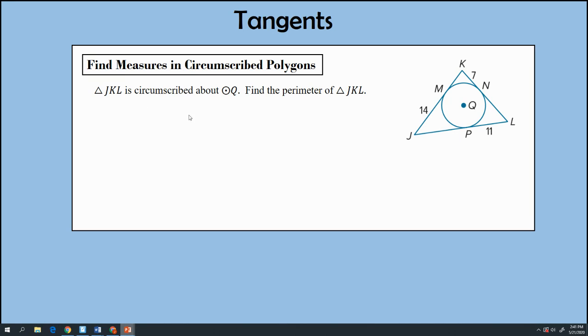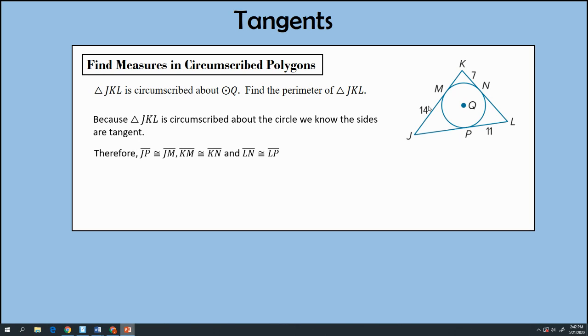Now we're going to pull an idea from yesterday back into what we're working on. So the first fact we're going to use is what we talked about today. Because this triangle is circumscribed, we know the sides are tangent. The second fact is what we had yesterday. Because these sides are tangent, we know that for a point outside the circle, the distances to the tangent points have to be the same. So the distance from J to M and J to P has to be the same distance. We had that theorem yesterday. So if JM is 14, JP is 14.